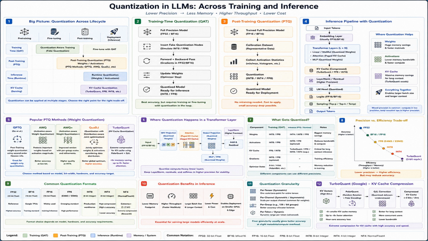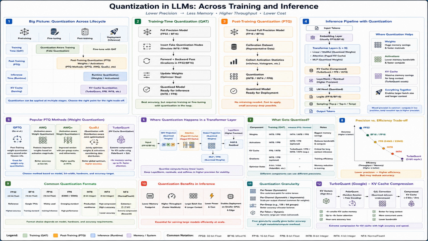Section 6 talks about where quantization happens in a transformer. Inside a transformer layer, quantization is applied selectively. Linear layers and MLPs, the most compute-heavy parts, are quantized. Attention uses KV cache, which can now be aggressively compressed using TurboQuant. However, normalization and residual connections remain in higher precision to preserve model stability. This selective approach balances efficiency and model accuracy.